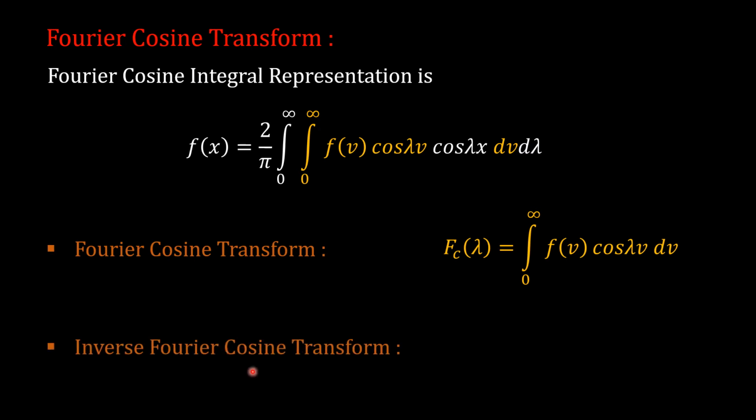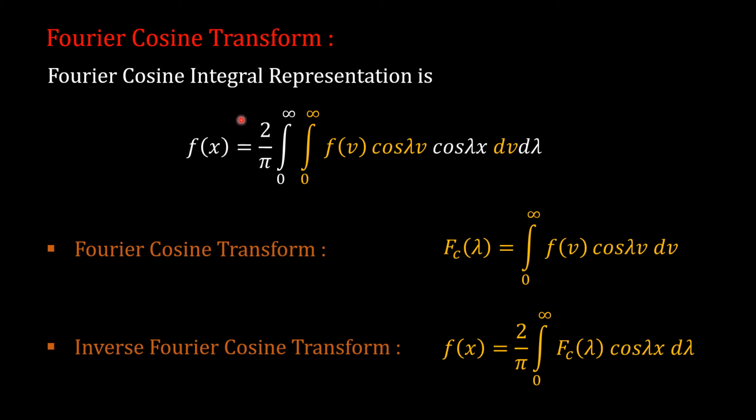Formula for inverse Fourier cosine transform is given by or obtained by replacing this integral by Fc lambda in the Fourier cosine integral representation. So it takes the form f of x is equal to 2 upon pi integration from 0 to infinity Fc lambda cos lambda x d lambda. So these are the formulas for the Fourier cosine transform and the inverse Fourier cosine transform.